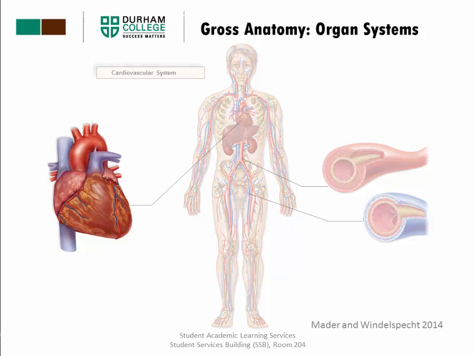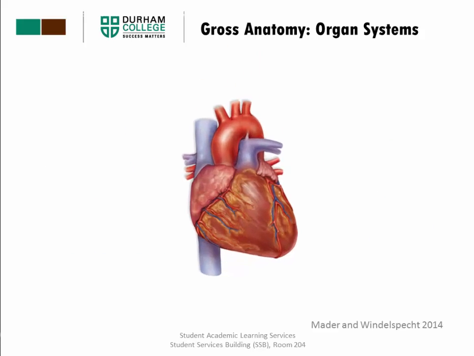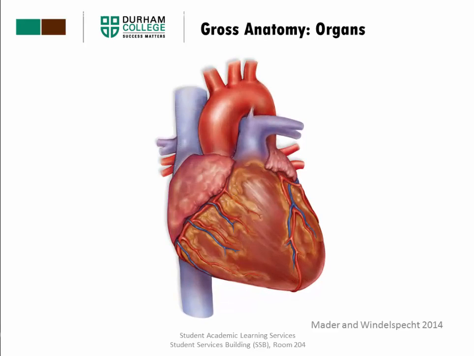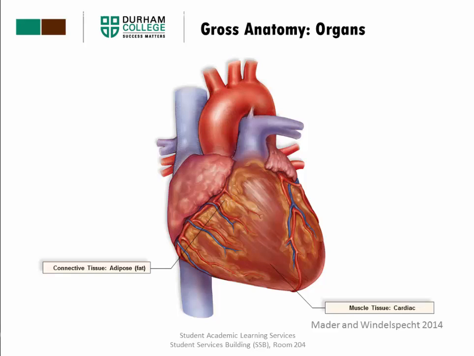However, if we look at just one organ, for example the heart, it is an individual organ within this system. It is separate from the arteries, which are separate again from the veins. The heart's purpose is to pump blood. In order to do so, it's made up of a number of tissues. The first is connective tissue, like adipose or fat. The second, muscle tissue, in this case cardiac muscle. The third is epithelial tissue in the form of serous membrane. And finally, connective tissue, blood.